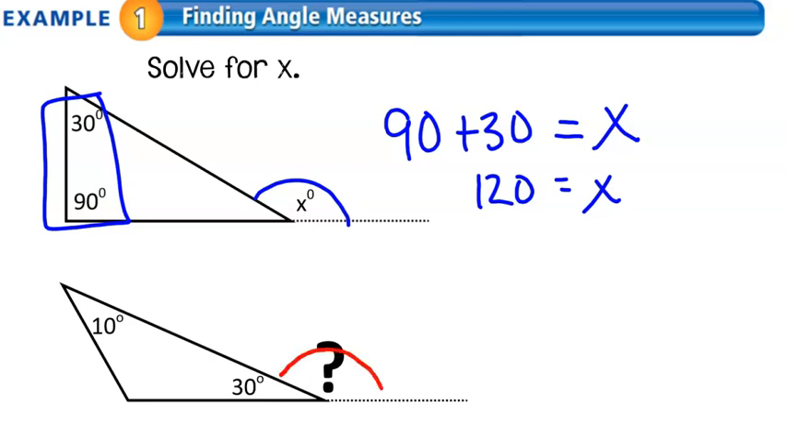Now I have another exterior angle here in this question, but I don't know both of the remote angles. So instead of using the exterior angle theorem, I'm just going to use supplementary angles here. If the inside angle is 30, then the outside angle must make it to 180. So 30 plus the question mark has to equal 180. Therefore, the question mark must be equal to 150.